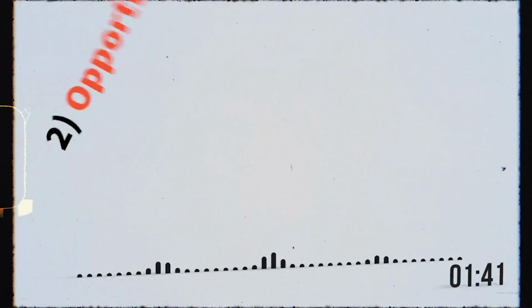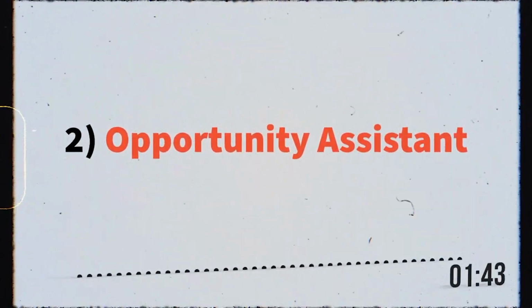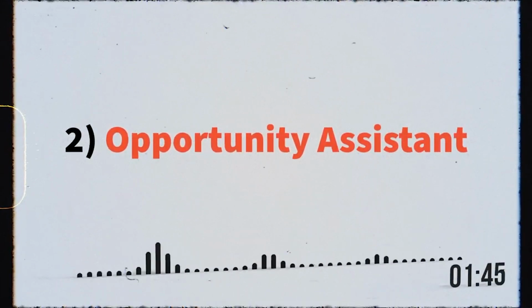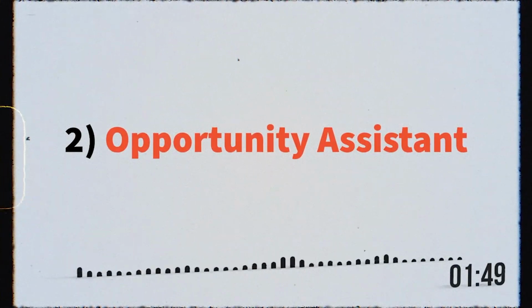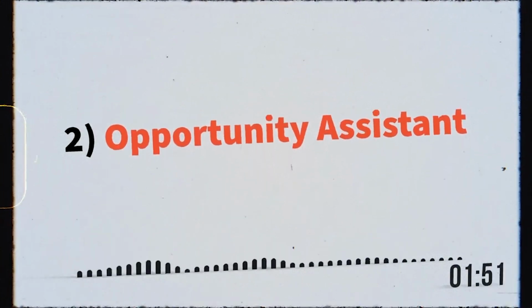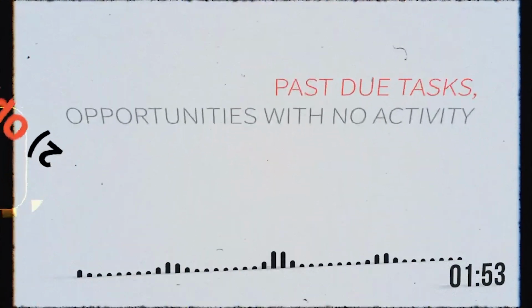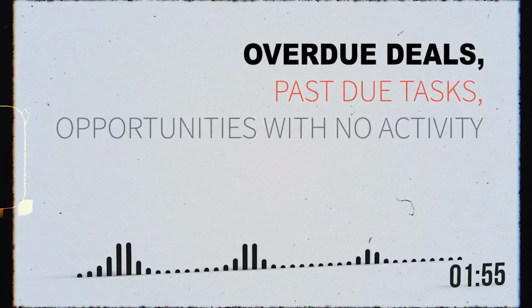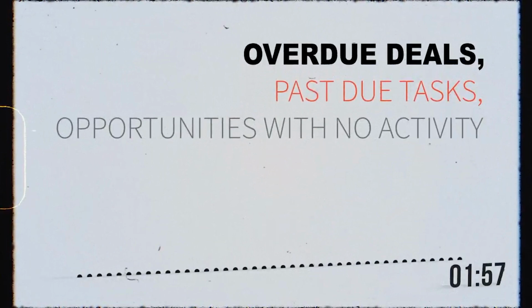The next thing is super simple. Go to your home screen and show the opportunity assistant. It's one of my favorite features because it's Salesforce helping me manage my pipeline, just help me keep an eye on things. So the opportunity assistant is monitoring your pipeline, and it'll show you when you've got overdue deals, past due tasks, opportunities with no activity in the last 30 days.